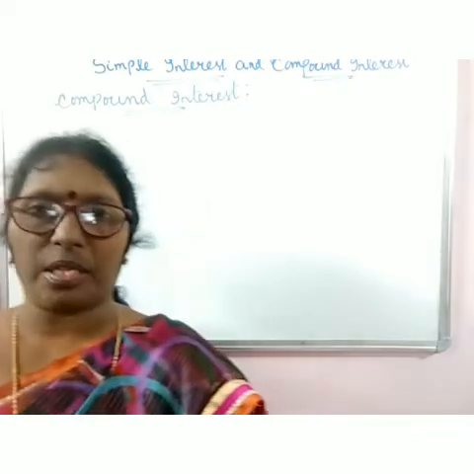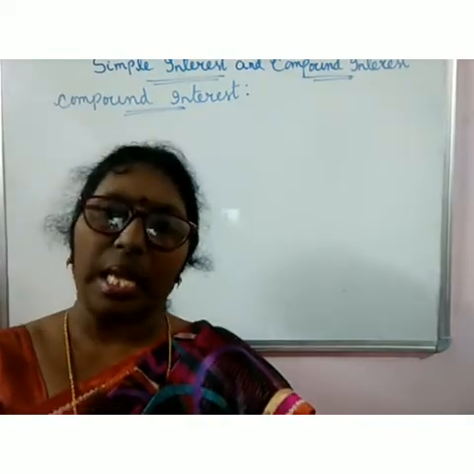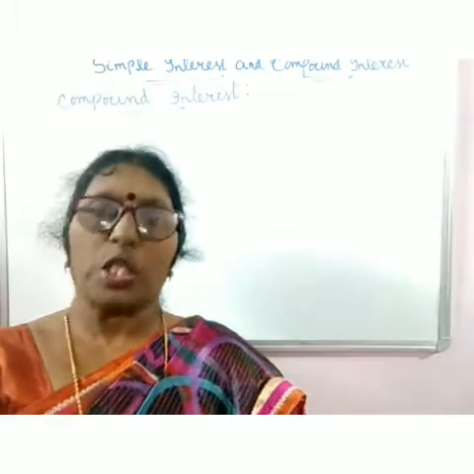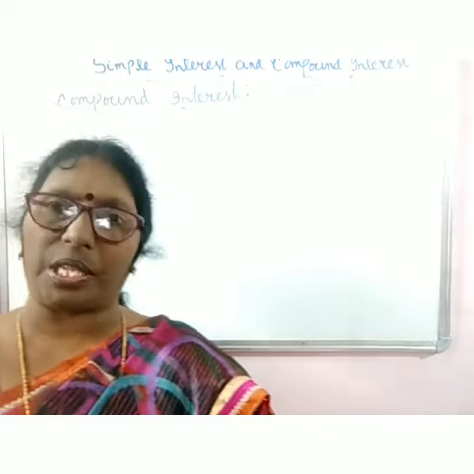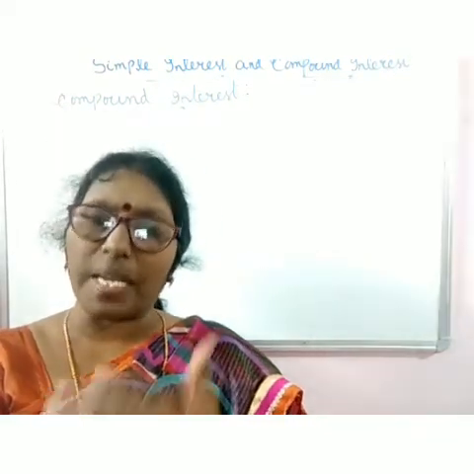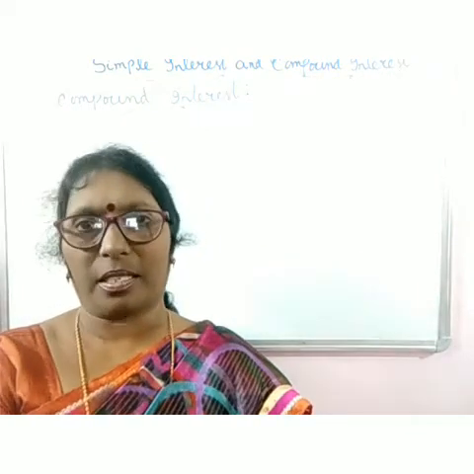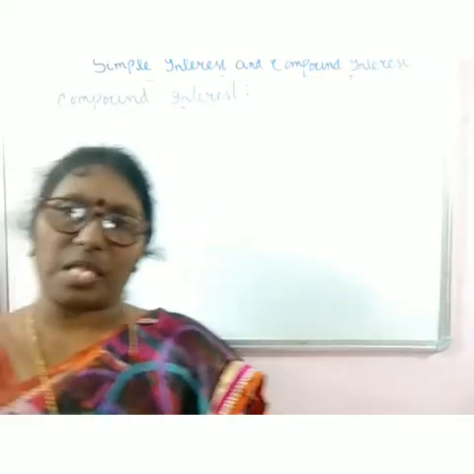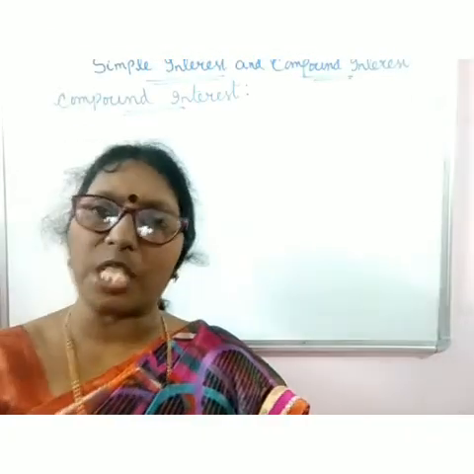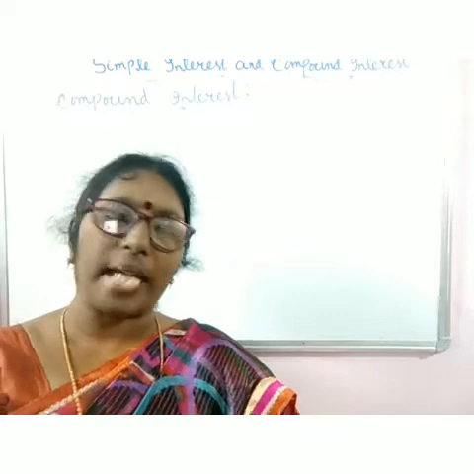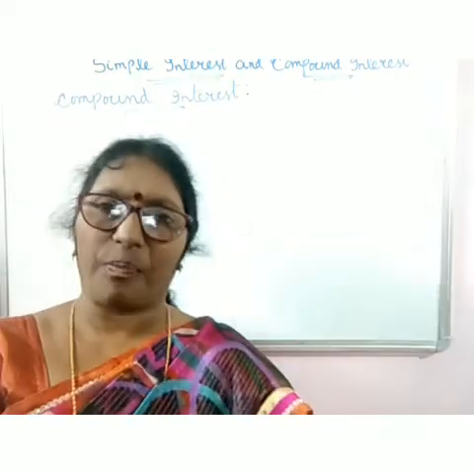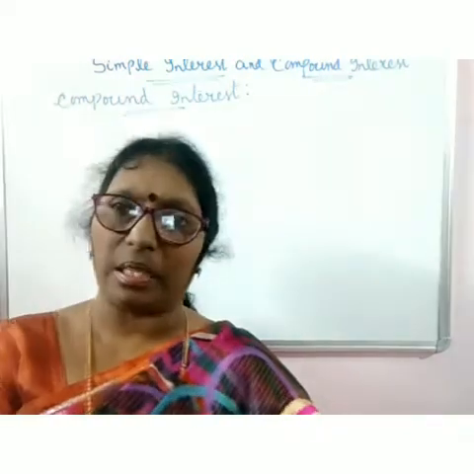Interest for the first year, you have to find out that interest you have to add to that year's principal, so that you will get amount after first year will be the principal for the second year. That means the principal is changing after every year. So amount after first year will be the principal for the second year. Again you find the interest for the second year, that you add to the principal for the second year. You will get amount after second year. That will be the principal for the third year.